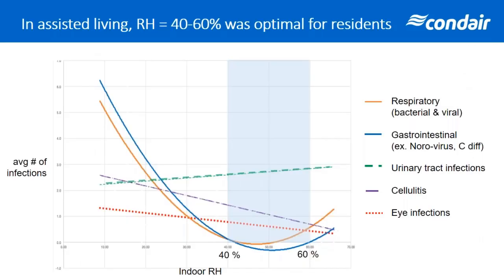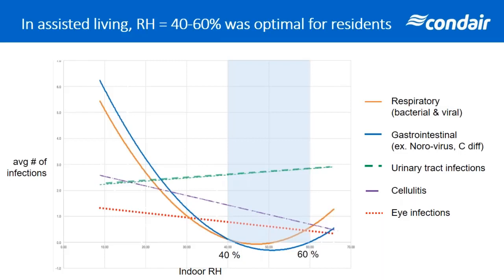So we did another study. This is over 4 years in an assisted living facility. We looked at infections in the elderly residents of this facility versus indoor conditions. And again, on the bottom we have relative humidity. On the y-axis we have the average number of infections. And this was not subtle.